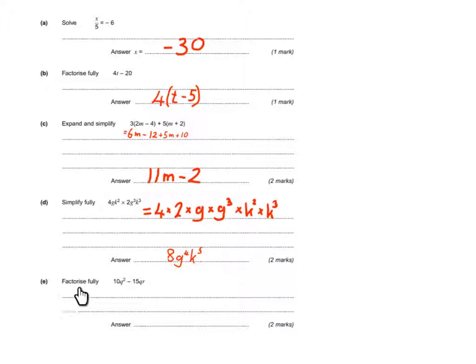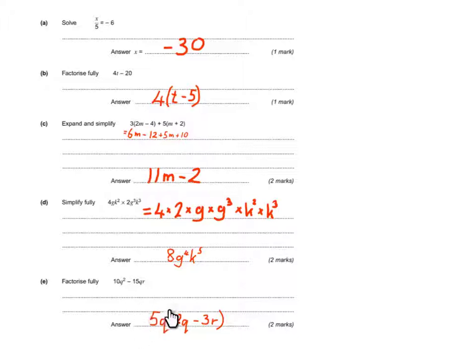Question E, factorize 10q squared minus 15qr. So we need to think of the biggest thing possible that we can divide both of those terms by in that expression. Well, 10 and 15 can certainly both be divided by 5, so it's going to have a 5 in it. But then we've got q squared here and q here, so we can also divide everything by q. By 5 times q, 5q.